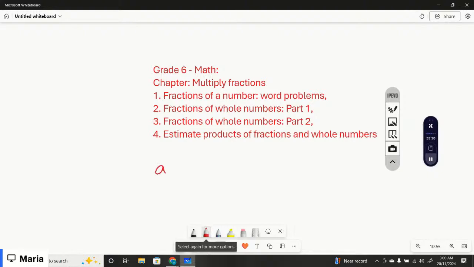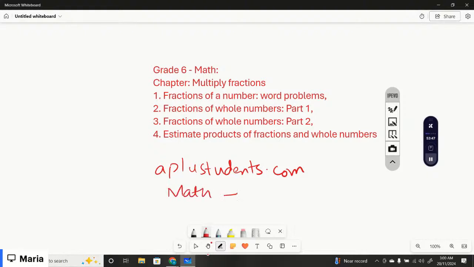You can find all the lessons on aplusstudents.com. You have to log in there using your email address and password as the administrator. Then you have to select math from the subject tab, scroll down to grade 6 math, and then click on view all lessons. There you can find a list of the chapters. We're going to start with the chapter multiply fractions.